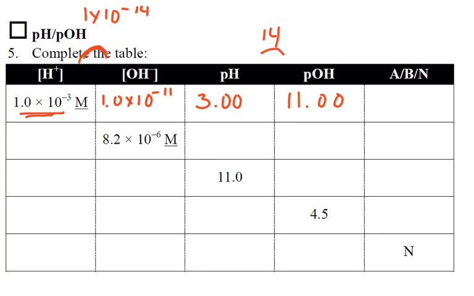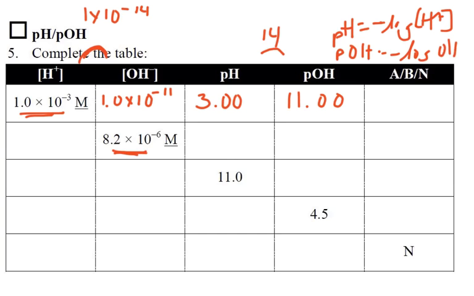Now on our second row here, we have to kind of use a calculator, okay? If I know my OH, then I can find my pOH, because all I have to do is take the negative log. So the pH equals the negative log of the H plus concentration. And in the same way, the pOH equals the negative log of the OH minus concentration.